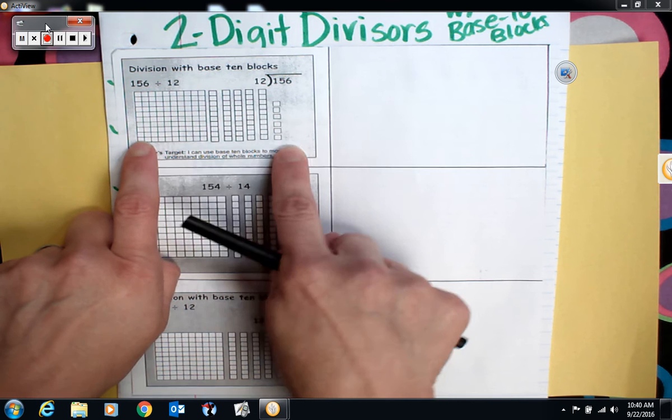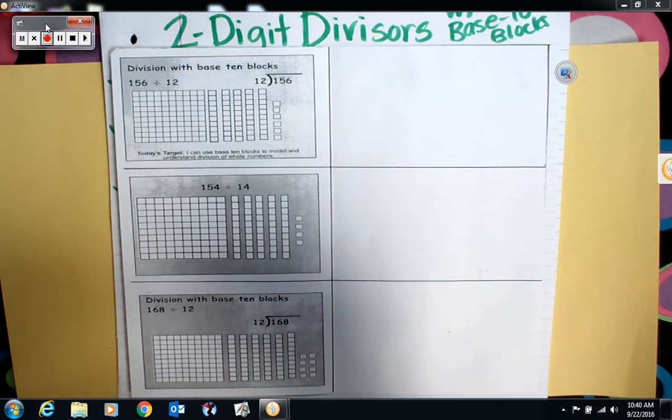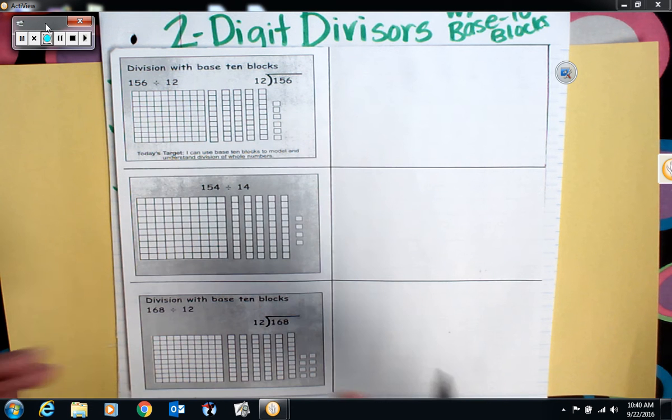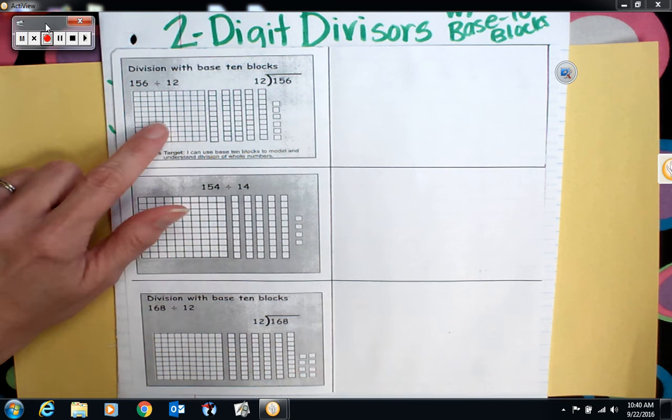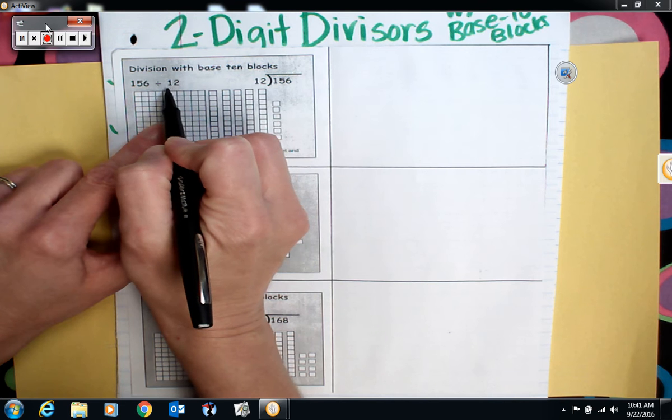So my units are going to be equal to 1. We call those tater tots in class. So each tater tot is 1, each french fry is 10, and each pancake is 100. So I'm going to start with, I need to put them in groups of 12 because that's my divisor.